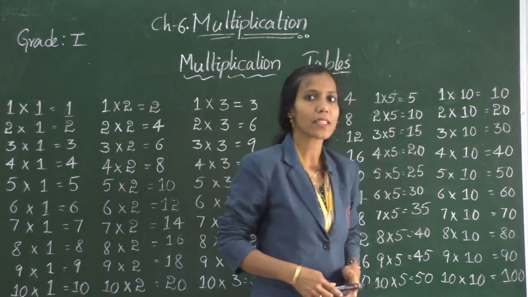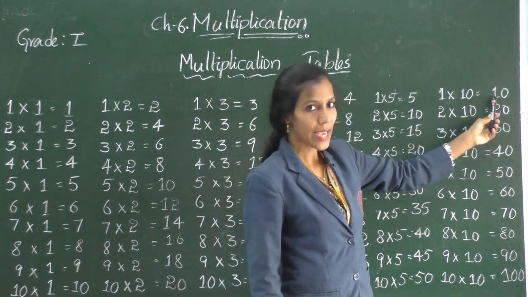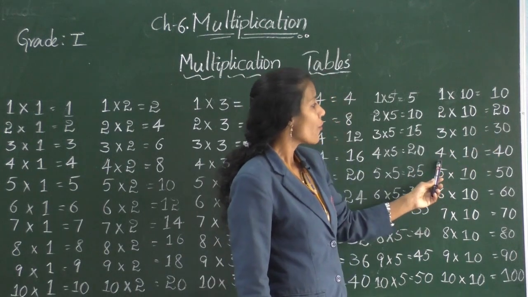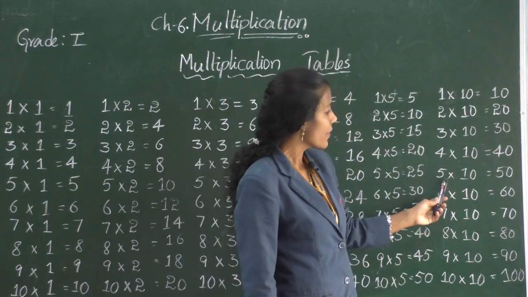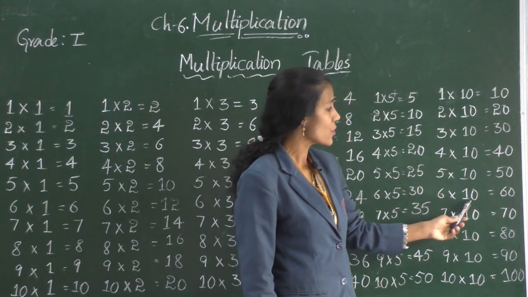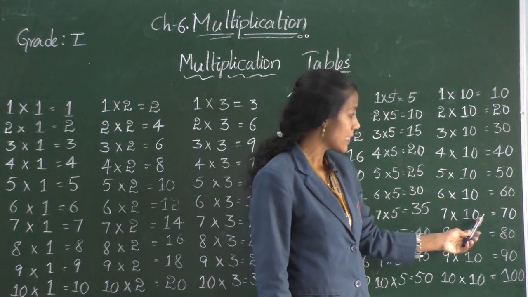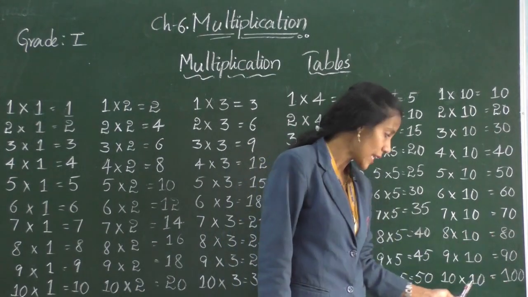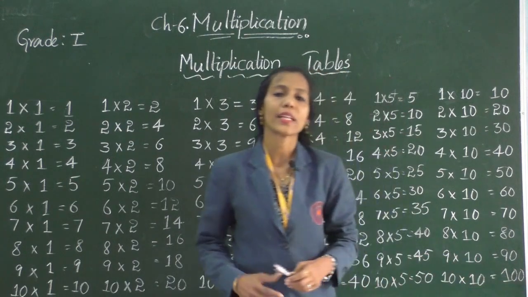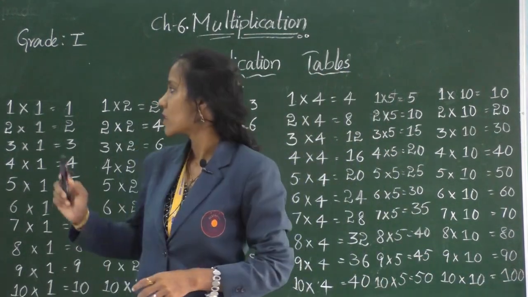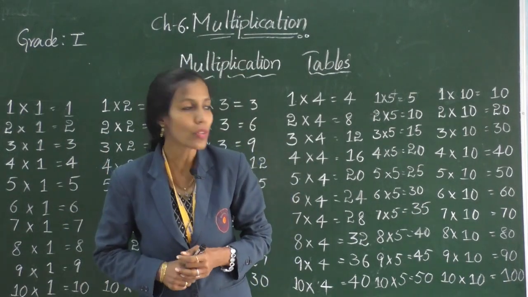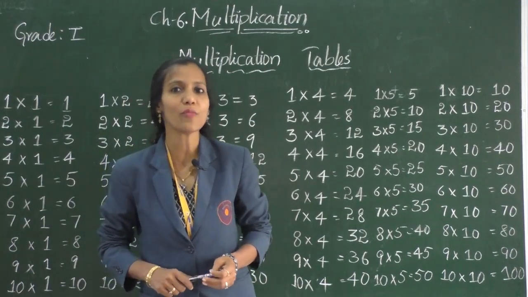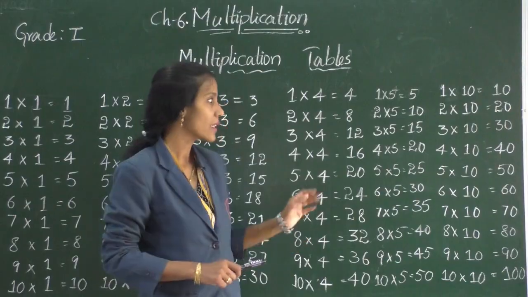Now we'll go to 10 table. So it will be 1 into 10, 10, 2 into 10, 20, 3 into 10, 30, 4 into 10, 40, 5 into 10, 50, 6 into 10, 60, 7 into 10, 70, 8 into 10, 80, 9 into 10, 90 and 10 into 10, 100. So we are done with the table of 1, 2, 3, 4, 5 and 10. We have learnt 6 tables today. So let's solve problems related to these tables.